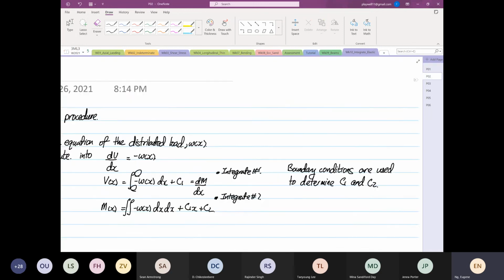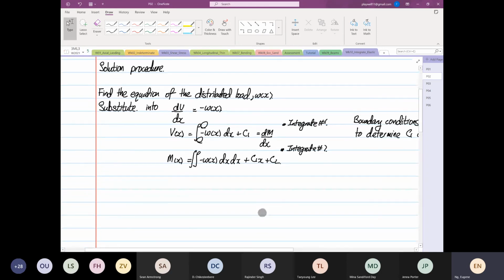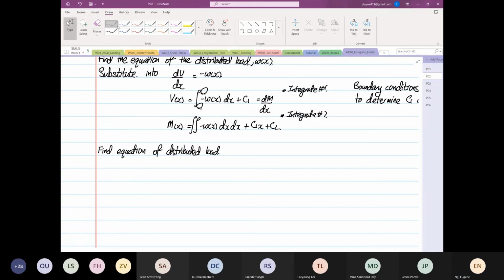So what we are going to do is to find omega x through the mathematical expression later on, or through the figures of the distributed load. Okay, so let's start. Now we have to find the equation of the distributed load. Now I want you to pay attention to the axis that I'm drawing now. So the first thing is we're going to find the equation of distributed load. Okay, so I'm going to draw a graph now.